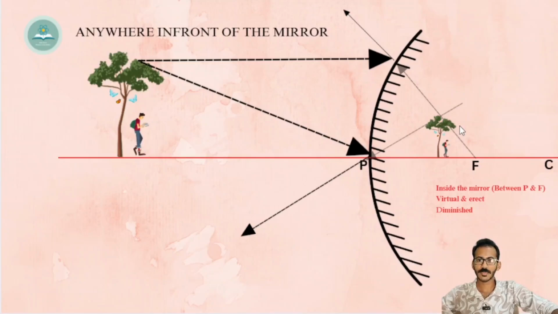It is always formed inside the mirror and it is diminished. So this is the speciality of convex mirror, that convex mirror always forms virtual and erect image which is diminished inside the mirror. So that's why convex mirror is used as side view mirror and rear view mirror in vehicles, so that whenever we observe through that mirror, it can cover a large area. It will form diminished images so that the mirror can cover a large area.